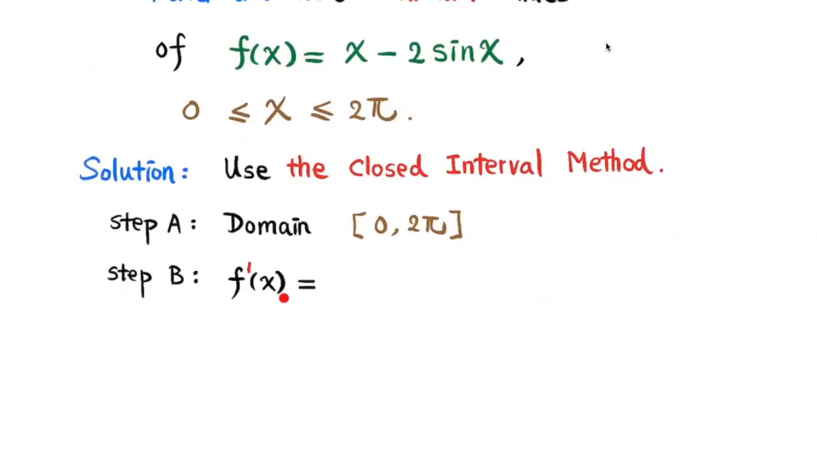The second step is to differentiate this function and find critical numbers on this closed interval. The derivative of x is 1. The derivative of sine x is cosine x. So f prime of x is equal to 1 minus 2 cosine x. We're going to find critical numbers by setting the first derivative equal to 0.